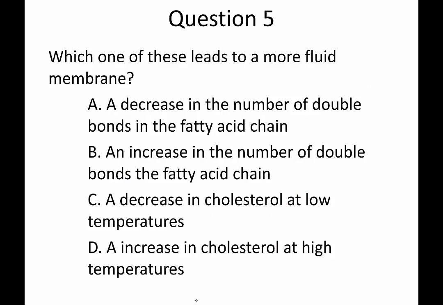And here's the last question from this set, question number 5. Which of these leads to a more fluid membrane? A, B, C, or D?